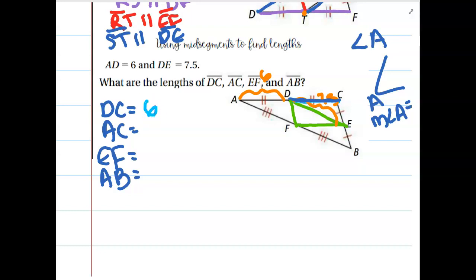The next thing we want to do is find AC. So that whole thing, right? How am I going to find AC? It'd be, right, it's two of them, 6 and 6. Yeah, it'd be 12. Very good. Next, we want to find EF.